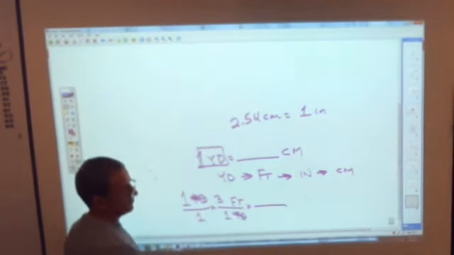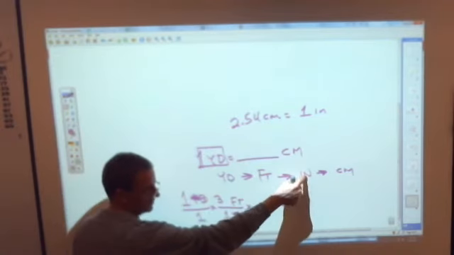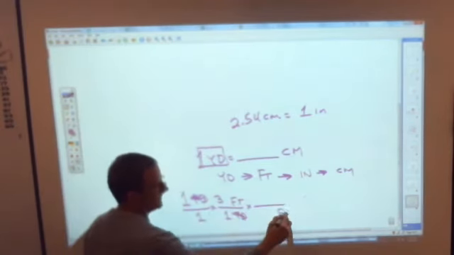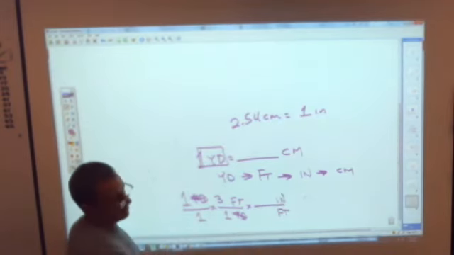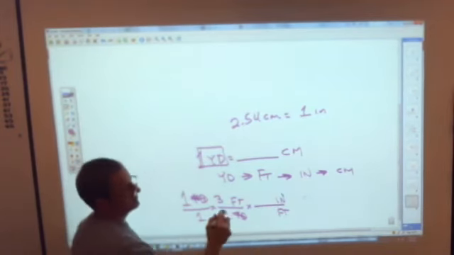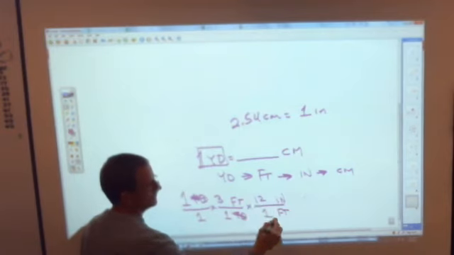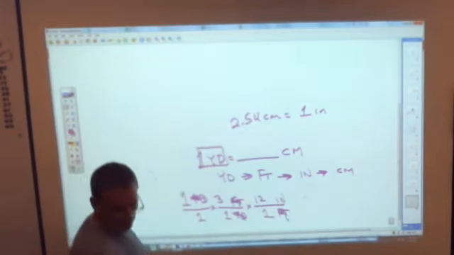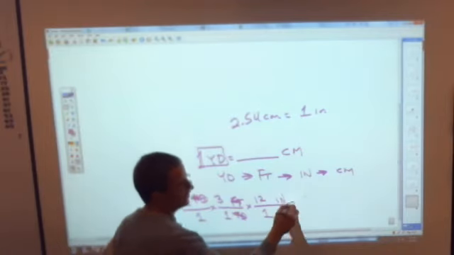So my next unit multiplier has to change feet into inches. So what goes on the bottom? What goes on top? And you probably know how many inches are in a foot? 12. Now, I have now changed it into inches, which I'm thinking Brady already knew there were 36, but we'll keep going.